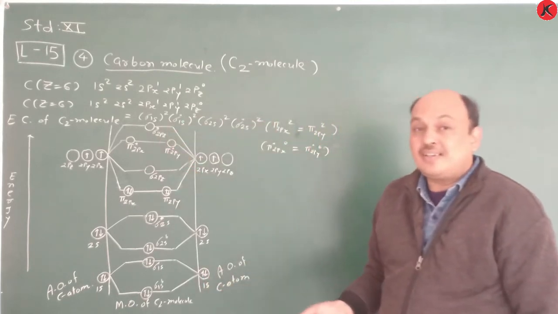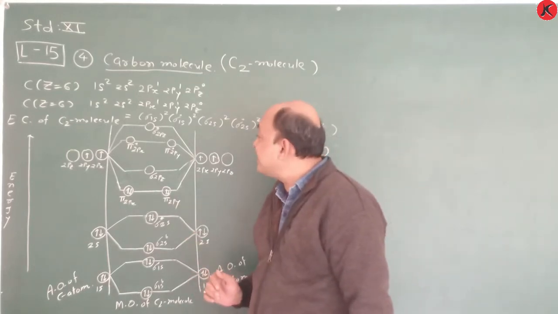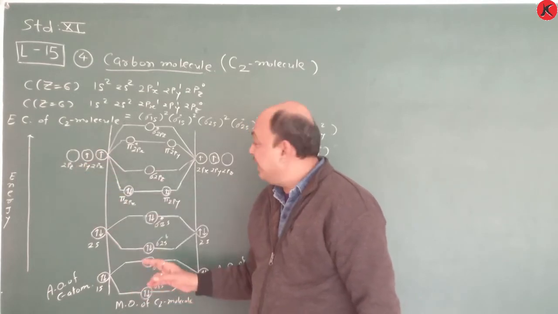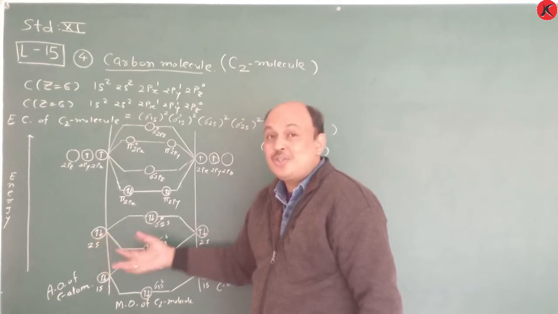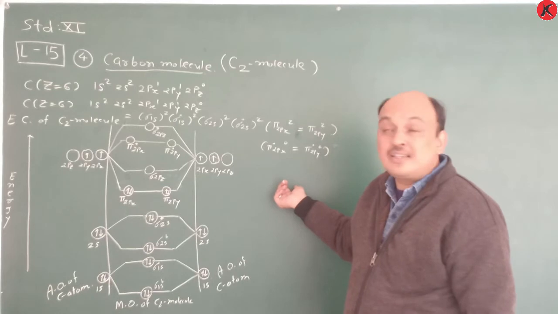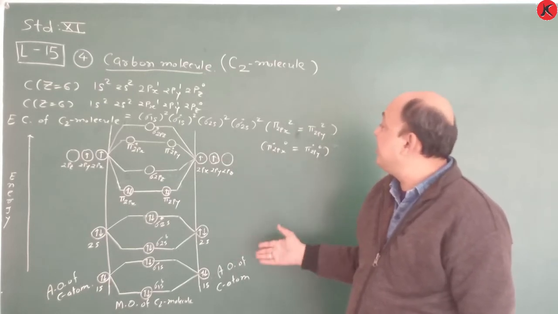Now consider here, only for your information, suppose carbon in the excited state, at that time an electron enters at this position, and at that time the 2s orbital contains only one electron. So according to that, the bond order, or a particular property, changes. But we do not discuss it here.